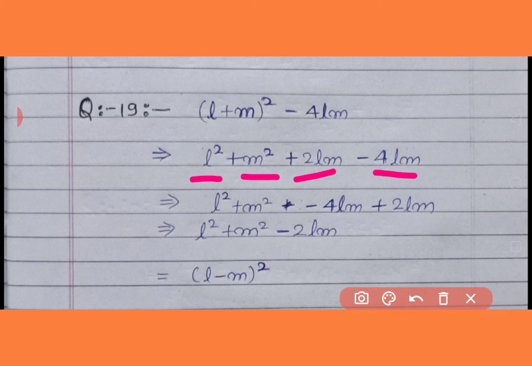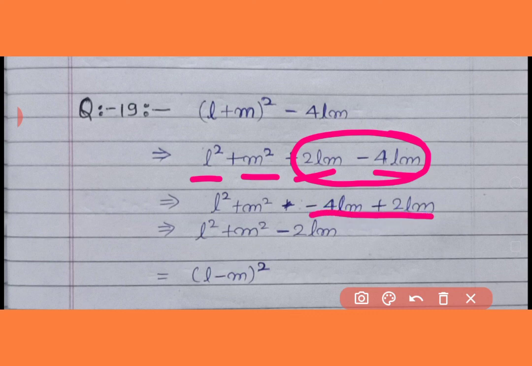Here minus 4lm and 2lm are like terms, so they can be subtracted or added, but here one is negative and the second is positive, so surely they will subtract. So 4lm is greater, so 4lm will subtract 2lm. After the subtraction of 2lm from 4lm, we get minus 2lm. Now what remains? L square plus m square minus 2lm.